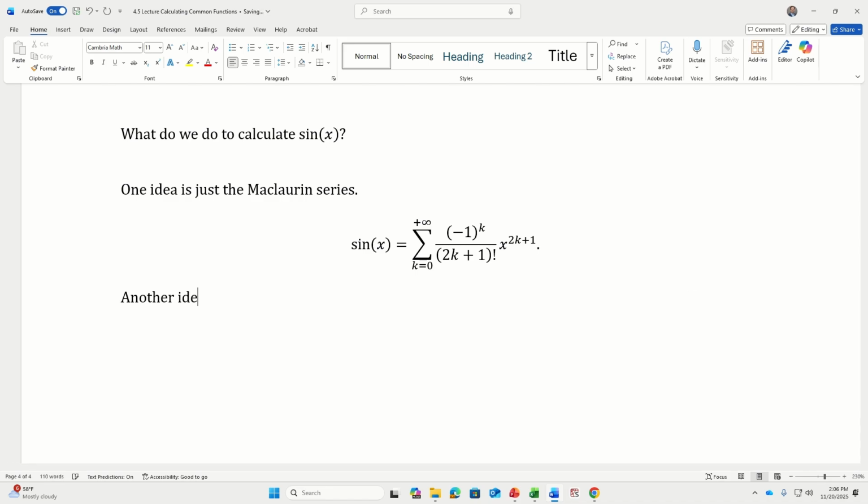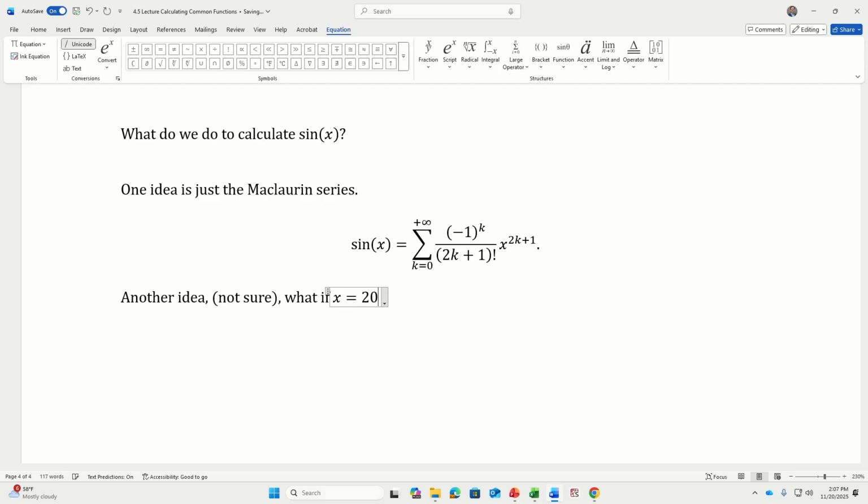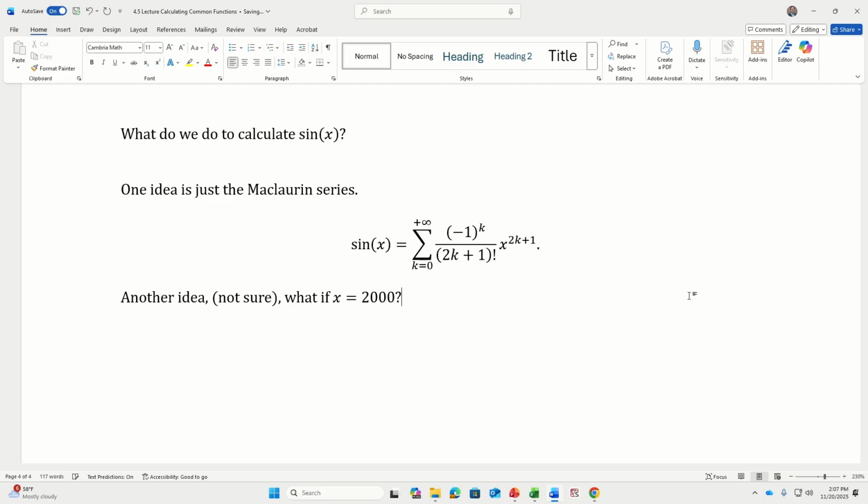Another idea, and I'm not sure if it would work, but maybe, is what if I have x equals 2000? You know, the first few terms of the Maclaurin series are going to be relatively itty-bitty.